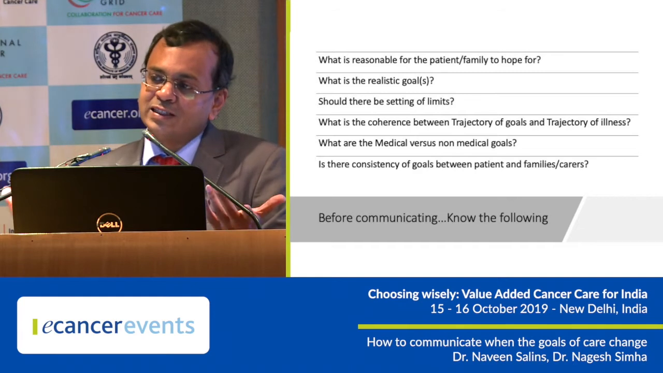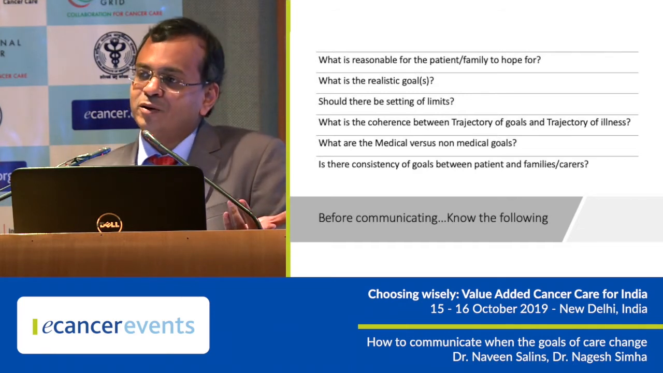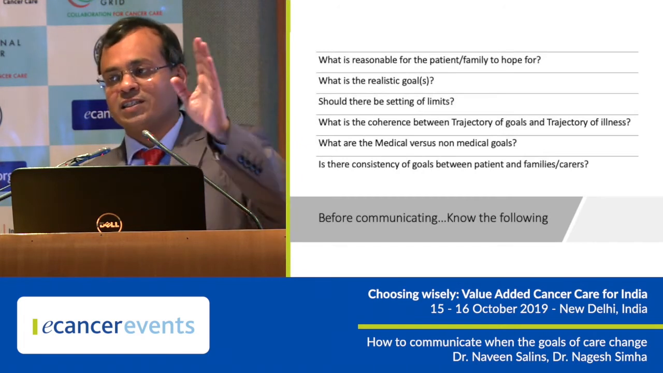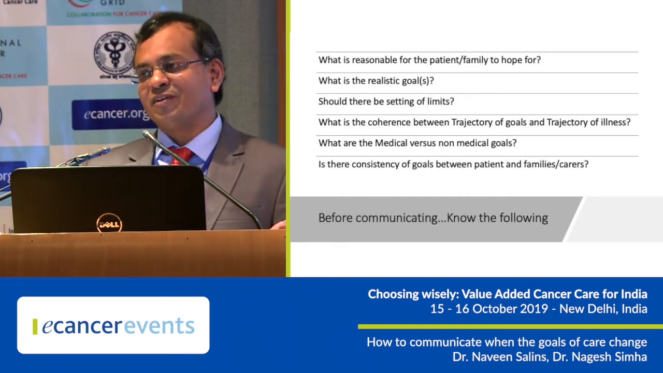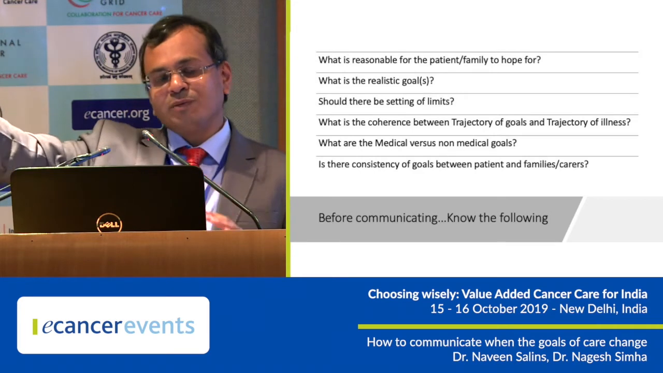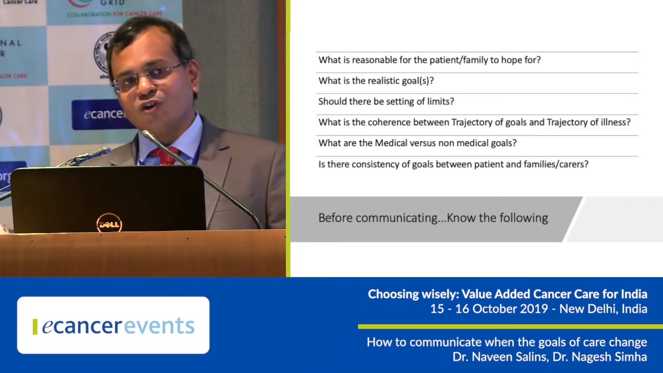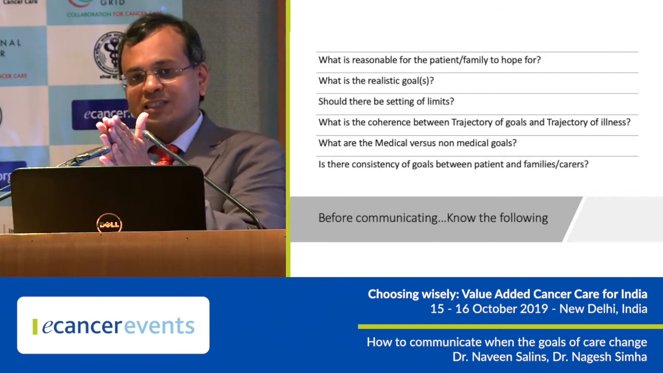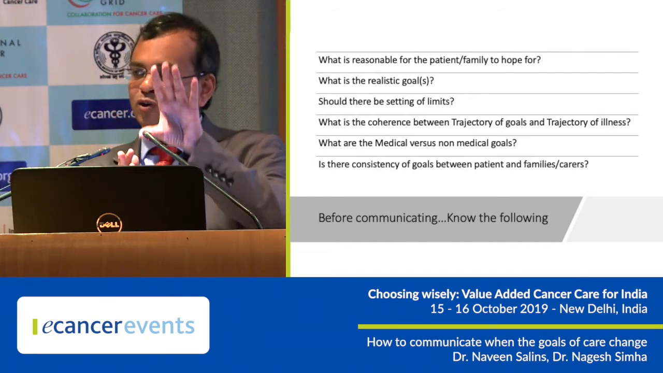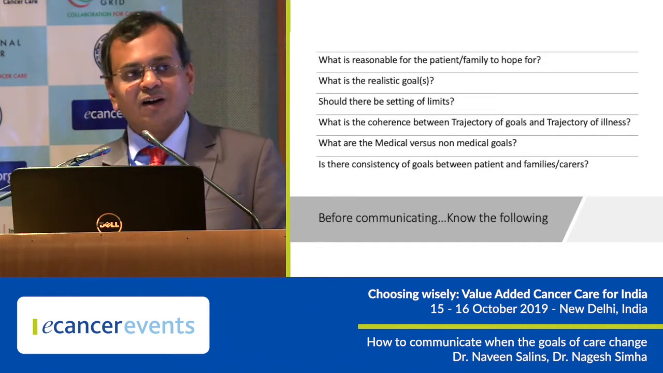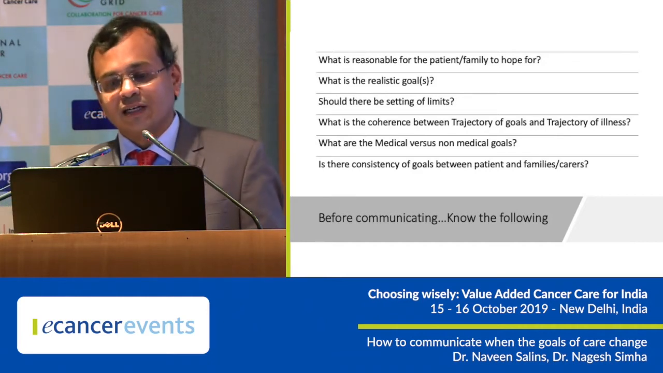Should we consider the benefit versus the harm, or the benefit versus the burden? Is there coherence between the trajectory of goals and the trajectory of illness? The trajectory of illness may be somewhere, but the trajectory of goals may be somewhere else. Your role is to bring those two trajectories together, where the goals of treatment coincide with the trajectory of illness. And what are the medical versus non-medical goals?